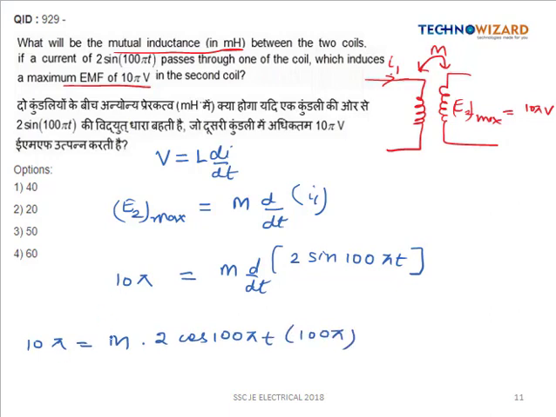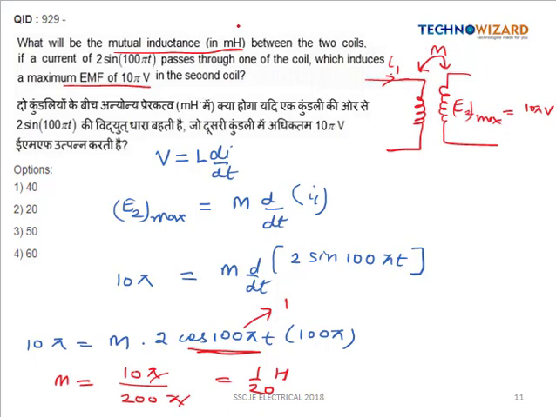So this is E2 maximum. The maximum value of cos is 1. After simplification we get the value of M as 10 pi divided by 200 pi, which is equal to 1 by 20 henry. But we have to find the answer in millihenry, so this is 1000 by 20 millihenry, which is equal to 50 millihenry. So option C is the right answer.